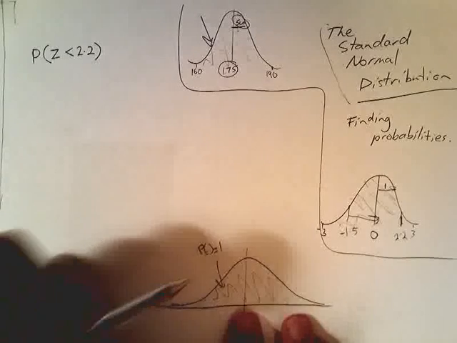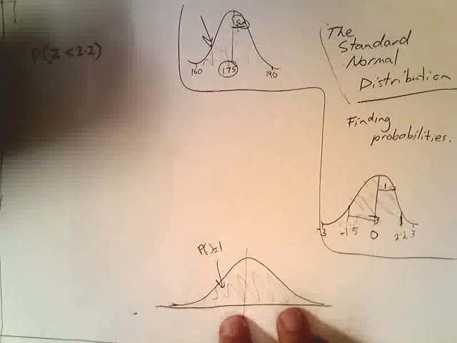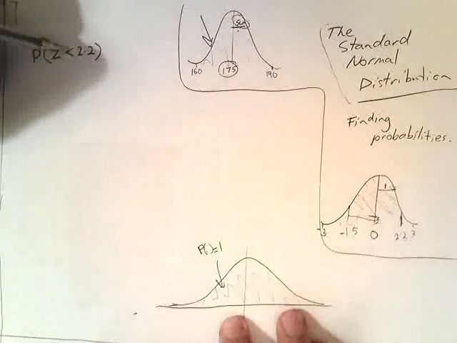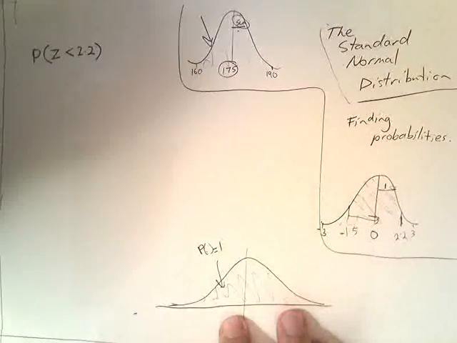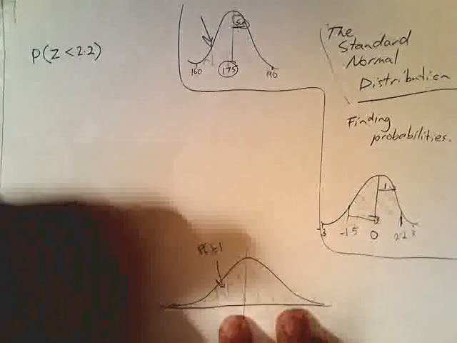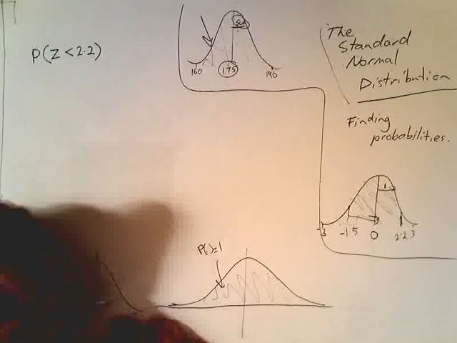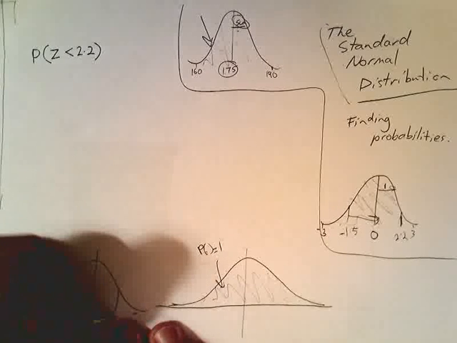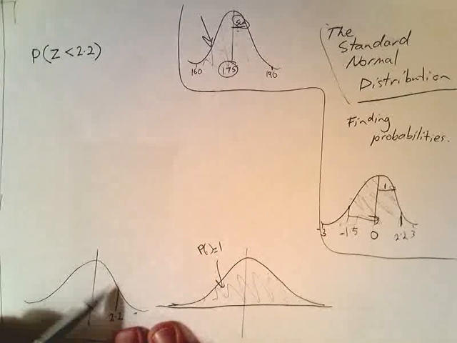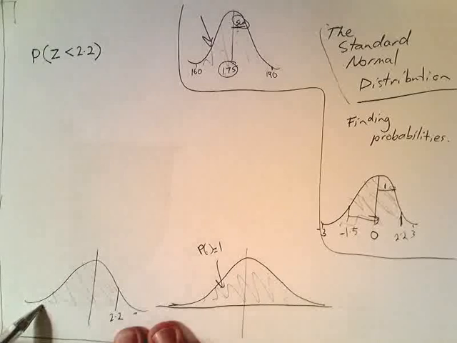Okay, so what that means for us is that if we want the probability that Z is less than 2.2, we can't really come at it directly. What I mean by that is that we can't say, okay, here's 2.2, let's find all of this. I'll show you why on our calculator.